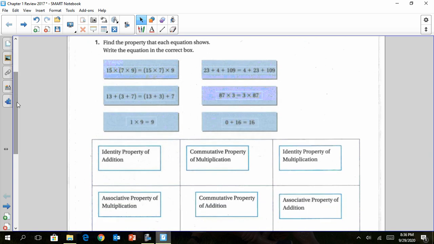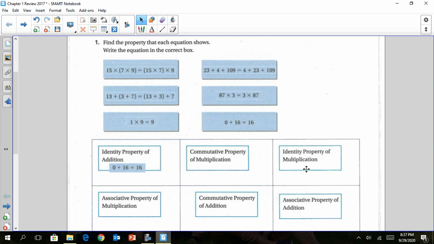As we look, they want you to find the property that matches the equation that is up here. Remember, the identity property of addition is when we start with a number, then we add 0 to it, and we get that same answer. So we want to keep the number's identity using addition. So we're adding 0. The equation that matches that would be this one here: 0 plus 16 equals 16. We're adding 0 to it.